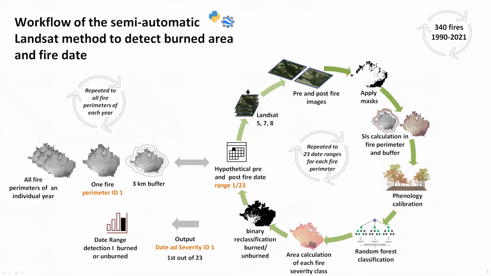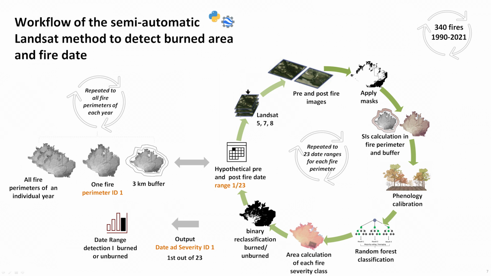So in this image, it's the workflow of the semi-automatic method that I used for both detecting the burned area within the 300 fire perimeters and the fire date. The main aspect of this diagram is that it runs through 2 different cycles, because I have numerous fires, and for every year I have a certain number of fires.